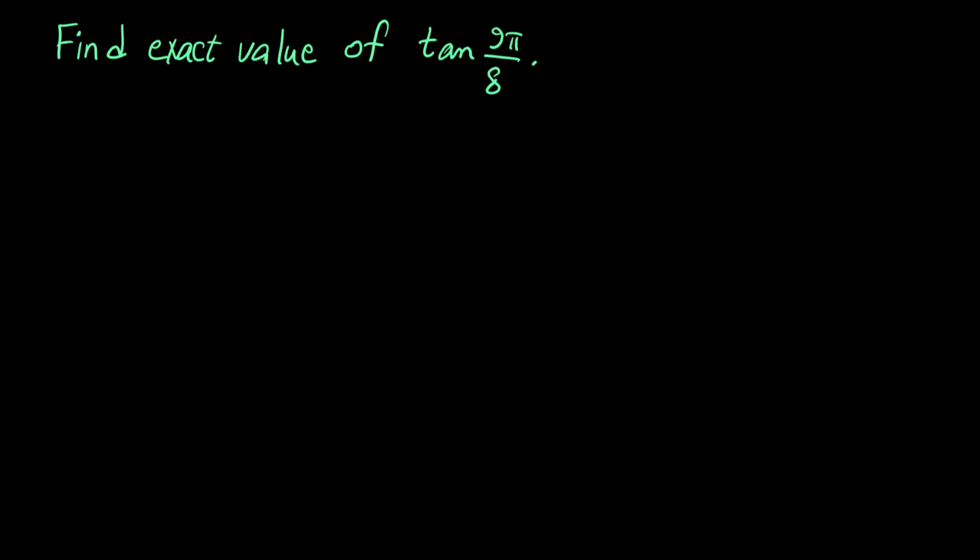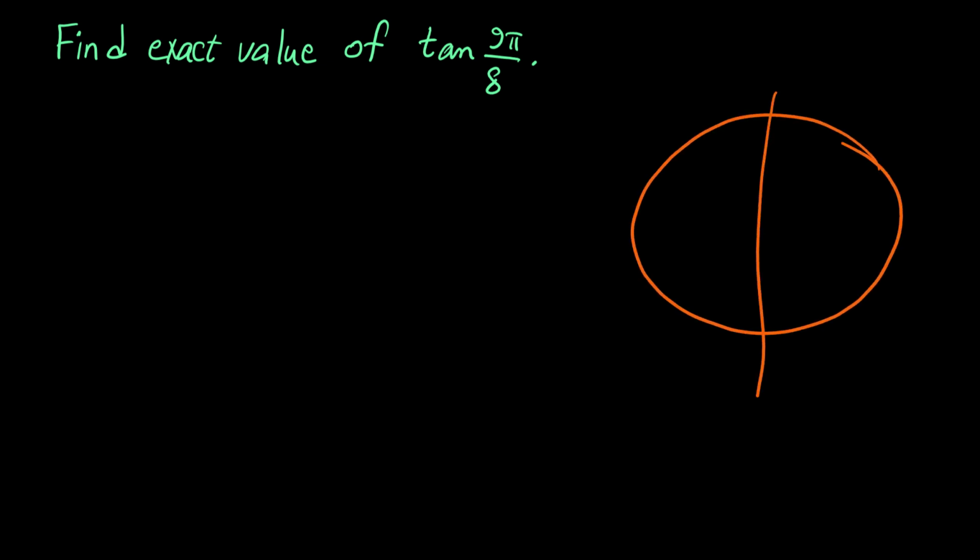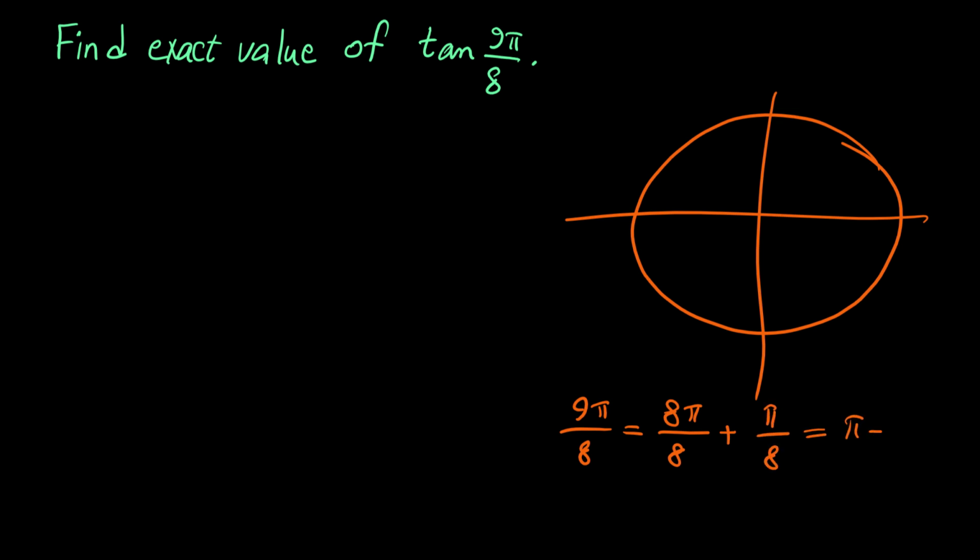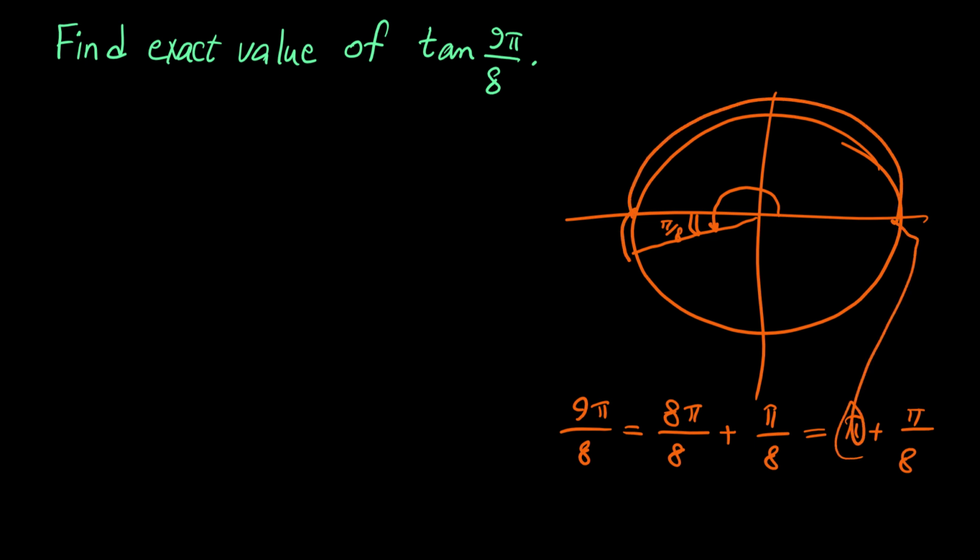Find the exact value of tangent of 9 pi over 8. 9 pi over 8, if you pay attention, is in the third quadrant, because 9 pi over 8 can be written as 8 pi over 8 plus pi over 8. It's pi plus pi over 8. And so, it's an angle in the third quadrant. And its reference angle is pi over 8, because pi is this angle, and the pi over 8 is the reference angle.